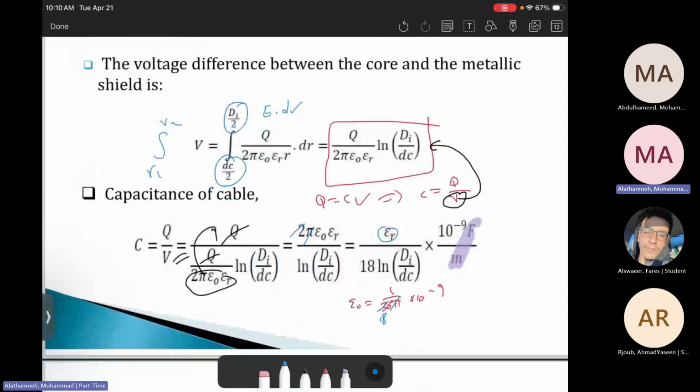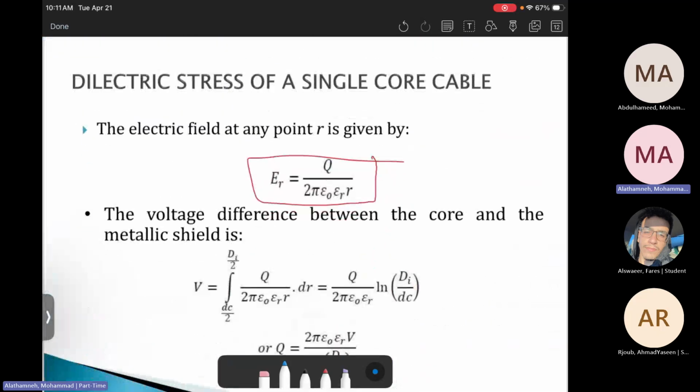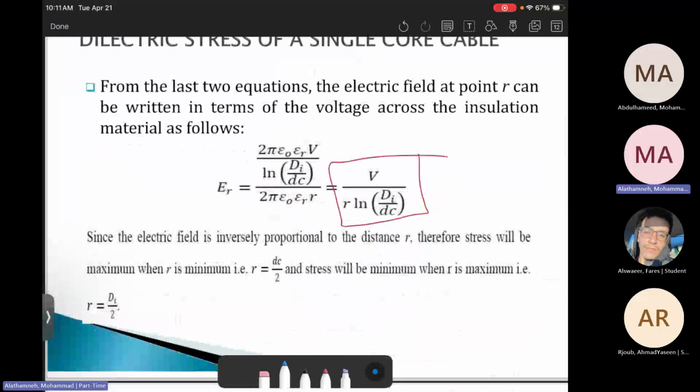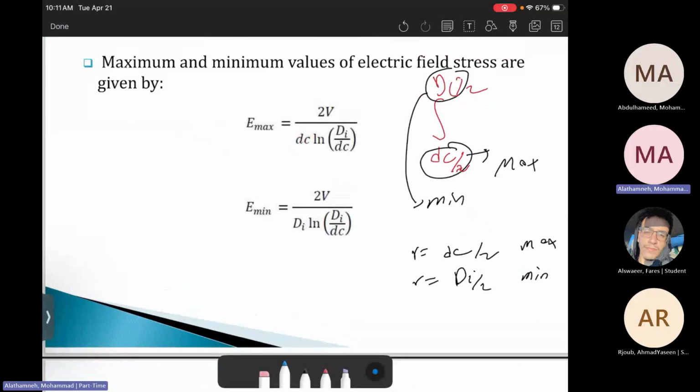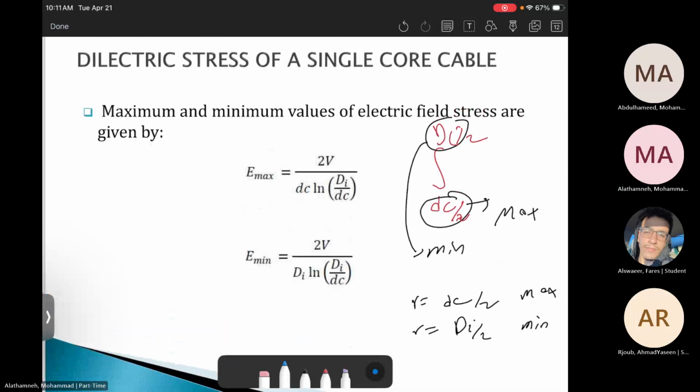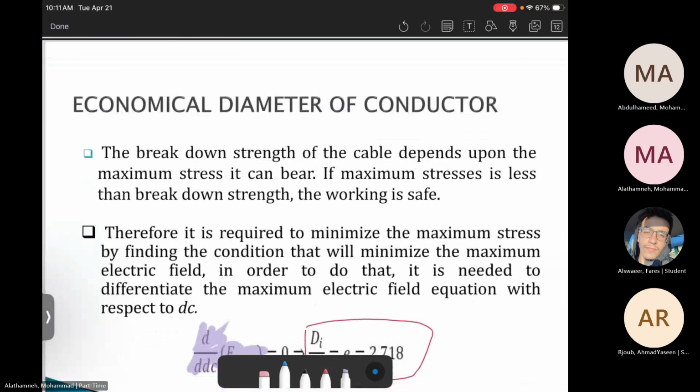Then we mentioned calculating the electric field. So here is the capacitance, and we mentioned the electric field. Then we realized that the electric field will be maximum at 2V divided by DC ln DI by DC, and will be minimum at the outer. So it will be maximum inside and less outside, toward the outer part of the cable.